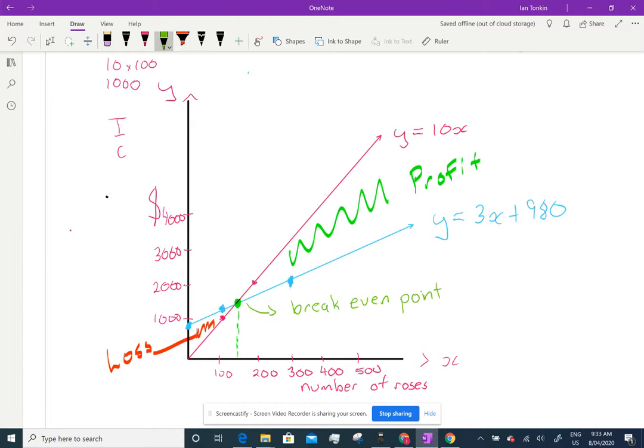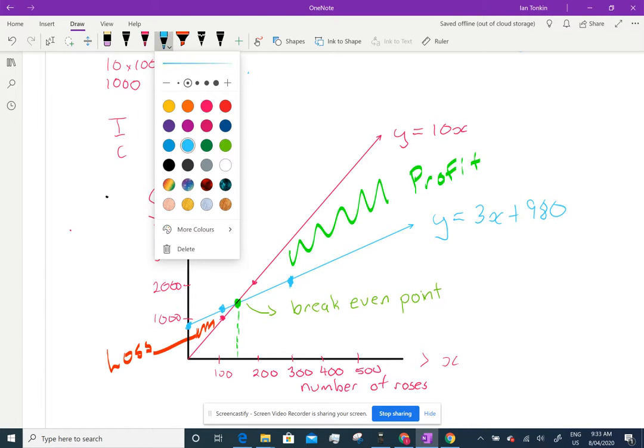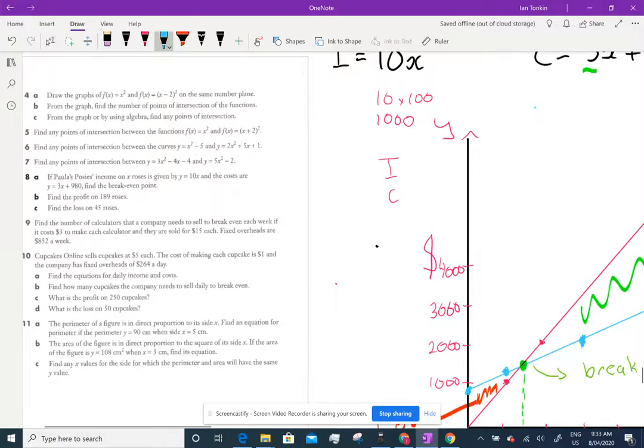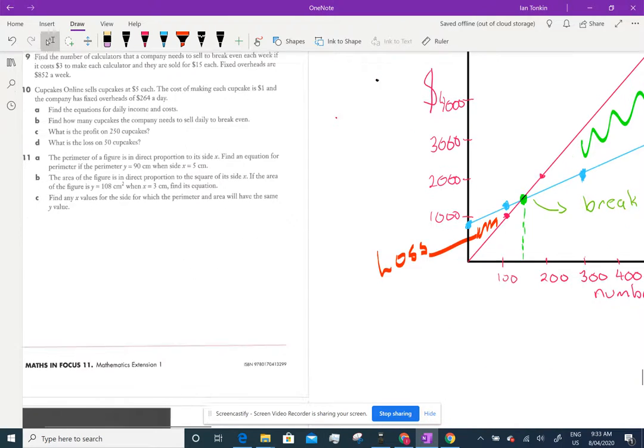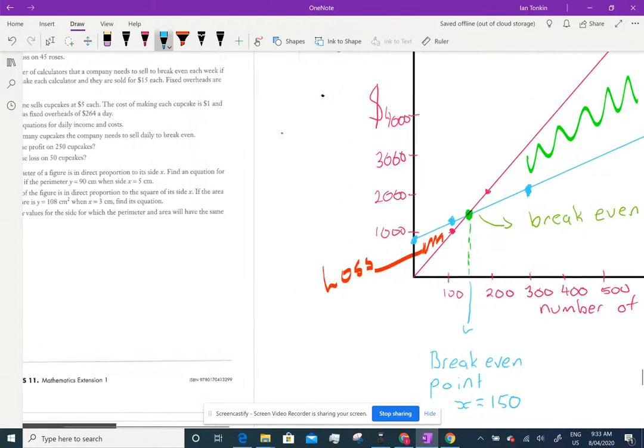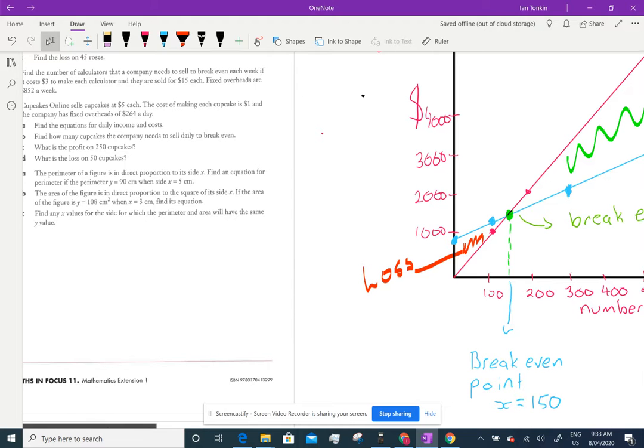Okay, so let's do it properly. Oh, hold on, let's use our graph. What was the question? Find the profit. Now you were meant to do this, great. So what did we say the break-even point is? Well, I think here, the break-even point is 150 roses, graphically. X equals 150 roses. I'm going to do it algebraically. I'm going to do it on Desmos to see.